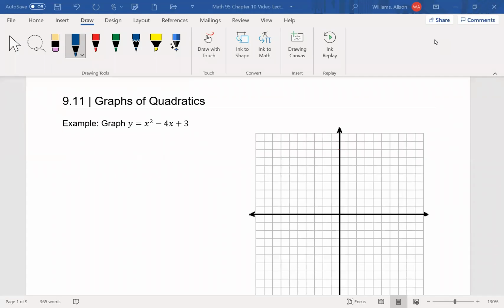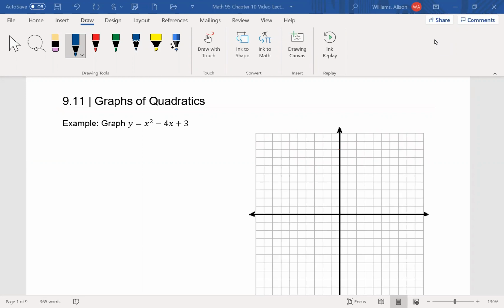In this video, we're going to talk about graphs of quadratic equations. And whenever we're graphing something for the first time, I always like to start by plotting points. Now, this is not a line, and the reason it's not a line is because that has an exponent of 2. So that makes it more complicated.